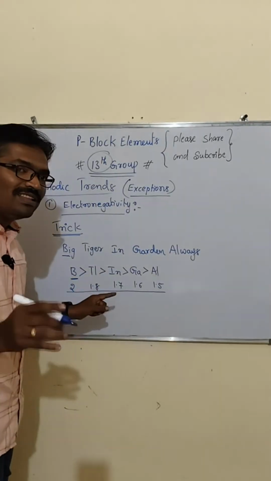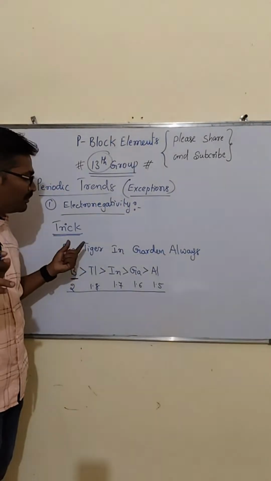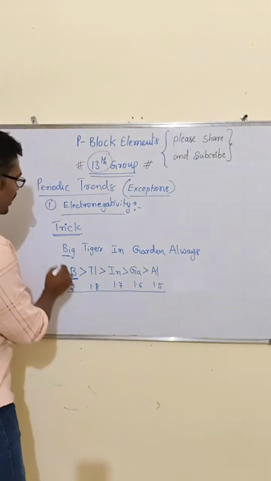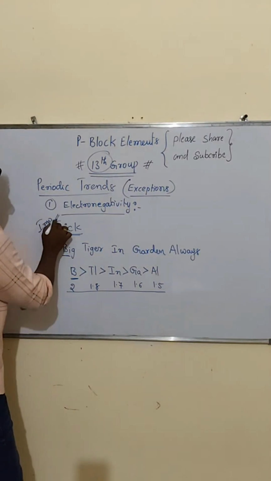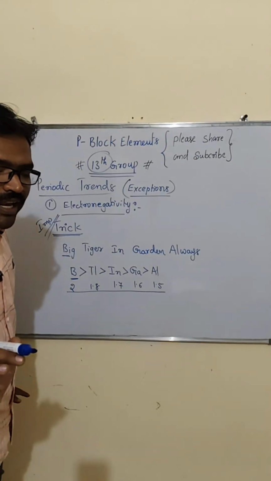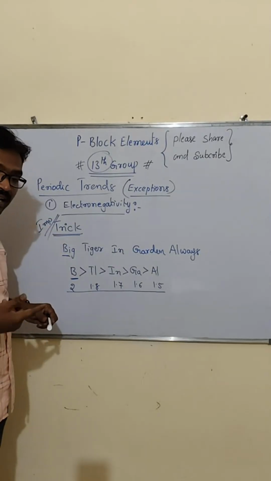So to remember this order, you have to remember Big Tiger in Garden Always. This is a very important shortcut trick. Clear? Understand? We'll go for the next trick, the next trend.